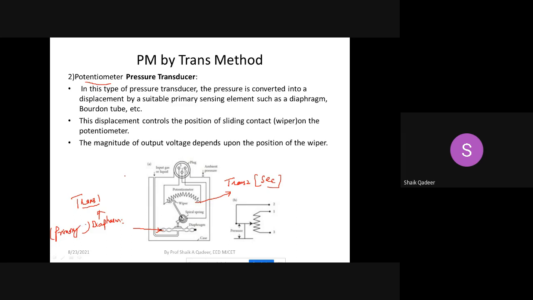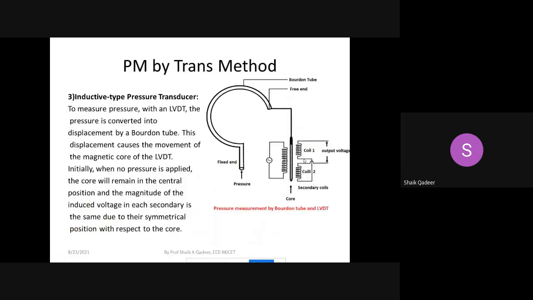I will just read the text. In this type of pressure transducer, the pressure is converted into displacement by using a suitable sensing element like diaphragm, Bourdon tube, whatever. Right? So this displacement controls the position of the sliding contact, which is applied on the potentiometer. And we all know that the magnitude of output voltage of the potentiometer directly depends on the position of the wiper. Hope it is clear to everybody. Yes, sir. Yeah, second method is covered. Now we are into the third method.